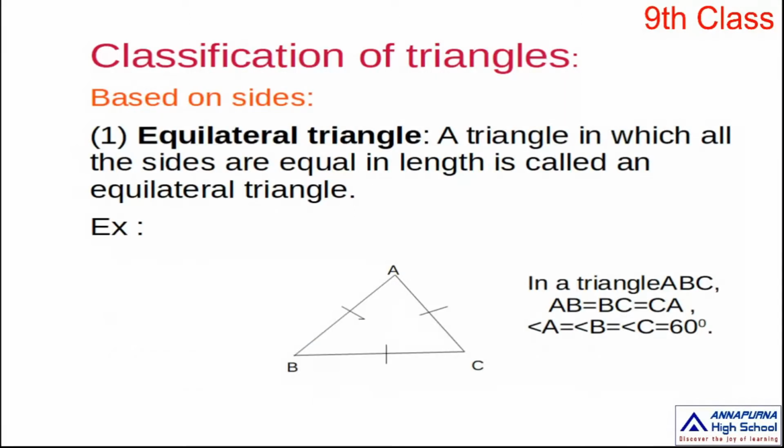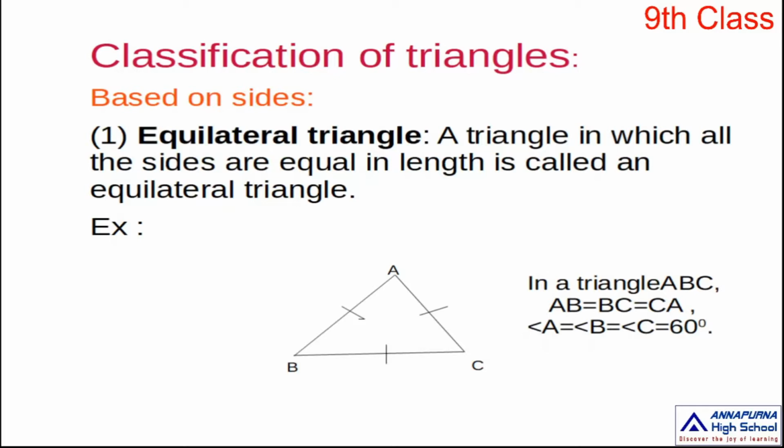The next topic, classification of triangles based on sides. First one, equilateral triangle. What is the definition of an equilateral triangle? A triangle in which all the sides are equal in length is called an equilateral triangle. Example, see the figure. ABC is a triangle and all sides are equal, so ABC is an equilateral triangle.